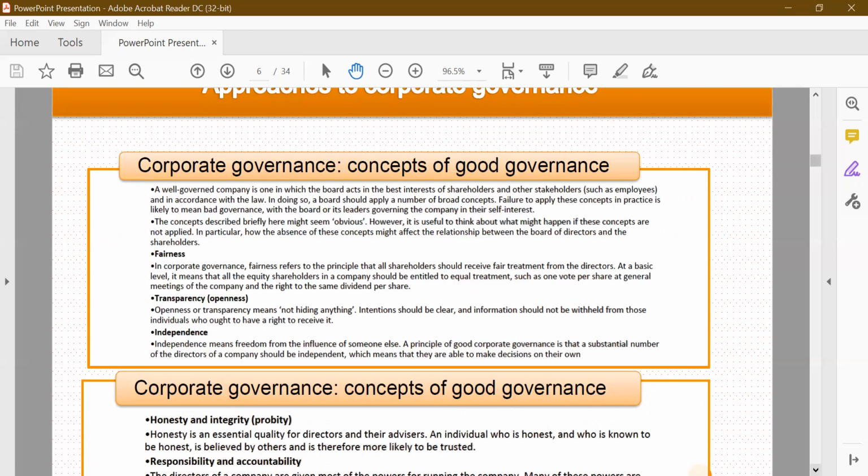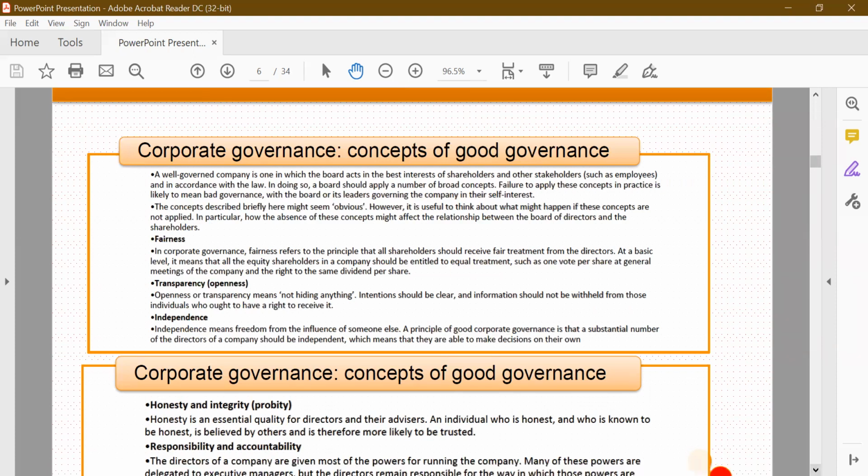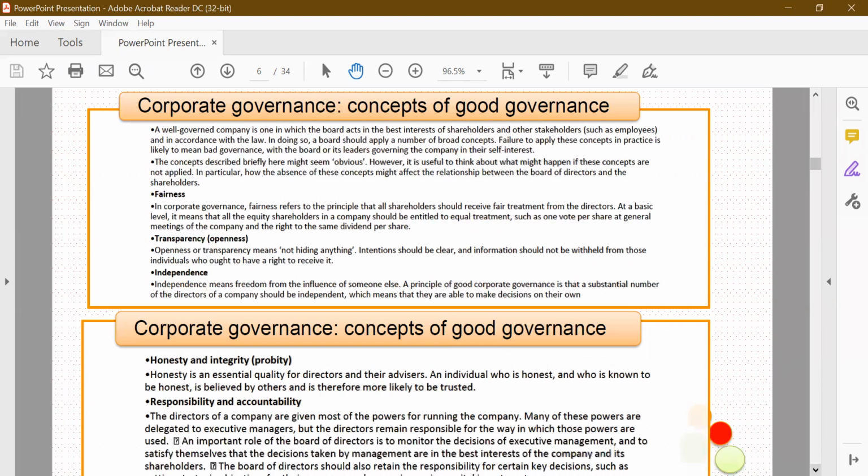Independence means freedom from the influence of someone else. That's independence. When we say a country is independent, it means they are free from the influence of somebody else. When we say someone is financially independent, it means that they are free from the influence of another person, whether it be a lender, a bank, whoever, they are free. A principle of good corporate governance is that a substantial number of the directors of a company should be independent, which means that they should be able to make their own decisions. They should be free from the influence of someone else. It's very, very important.